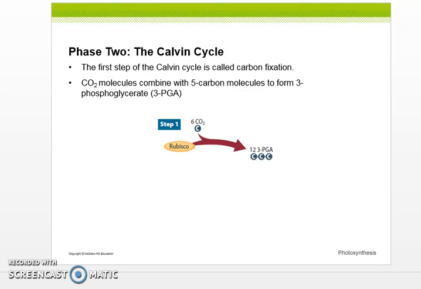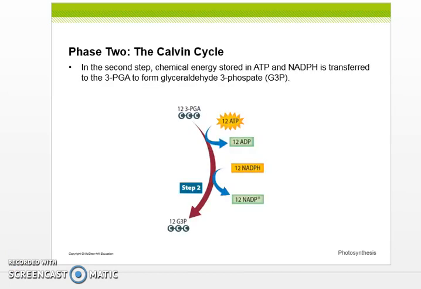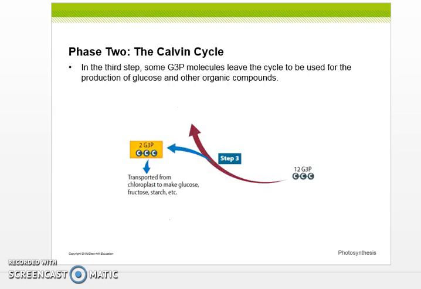CO2 molecules combine with 5-carbon molecules to form 3-phosphoglycerate, 3-PGA. In the second step, chemical energy stored in ATP and NADPH is transferred to the 3-PGA to form glyceraldehyde 3-phosphate.